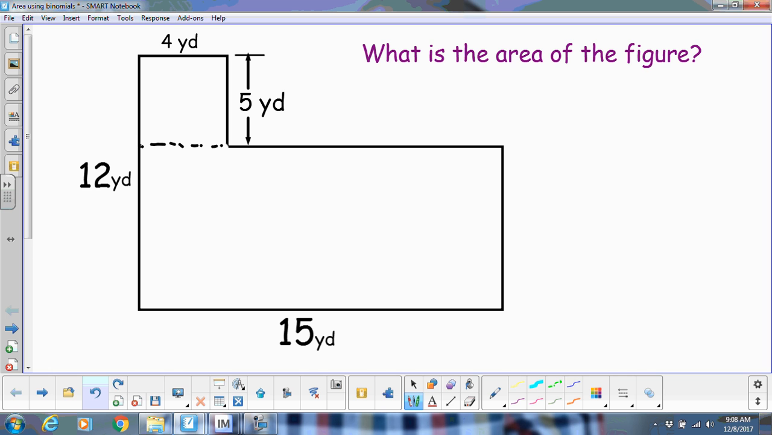All right? So, for instance, if I broke it apart here, so on your paper, draw yourself a line right here. We're going to break it apart right there. All right? What do you think?